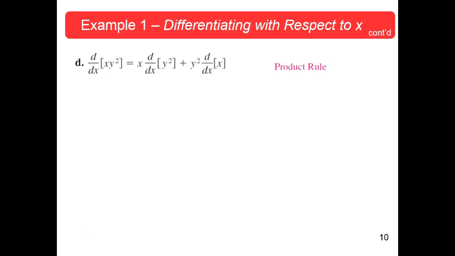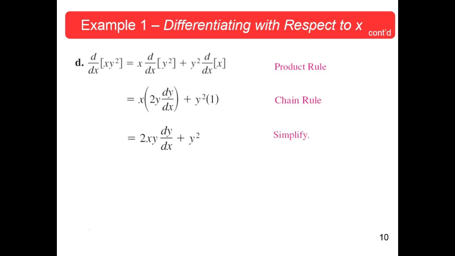Y squared. Y squared times dy/dx, and then the next line will be exactly what you said: x times 2y dy/dx plus y squared times 1, which gives 2xy dy/dx plus y squared. That's about as simple as you can make it.